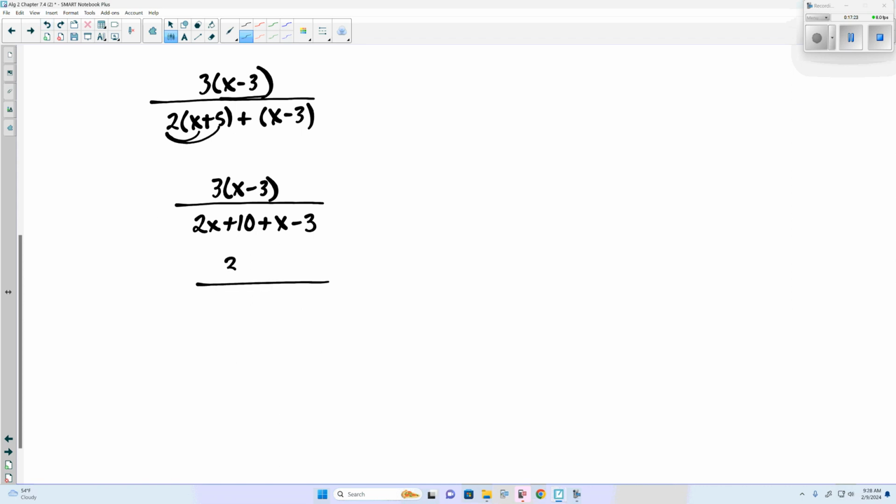The denominator, 2x plus x is 3x. There's a chance that we could simplify that front 3, yes? Let's combine our other terms. 10 minus 3 is? Well, 3x and 7 don't have a greatest common factor. So that's it. Questions on this here? Questions on anything we've done so far?